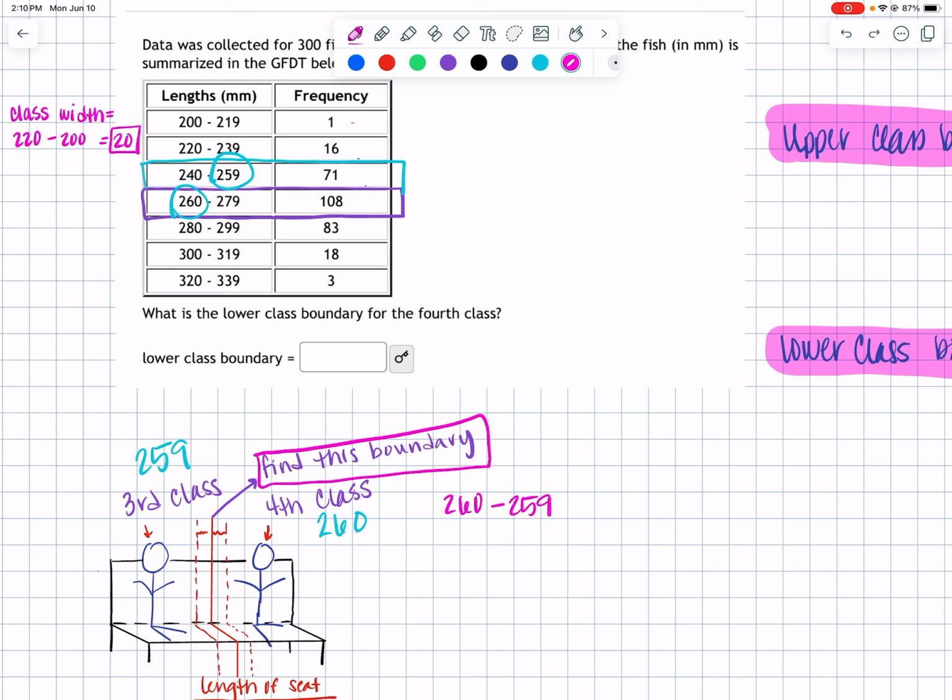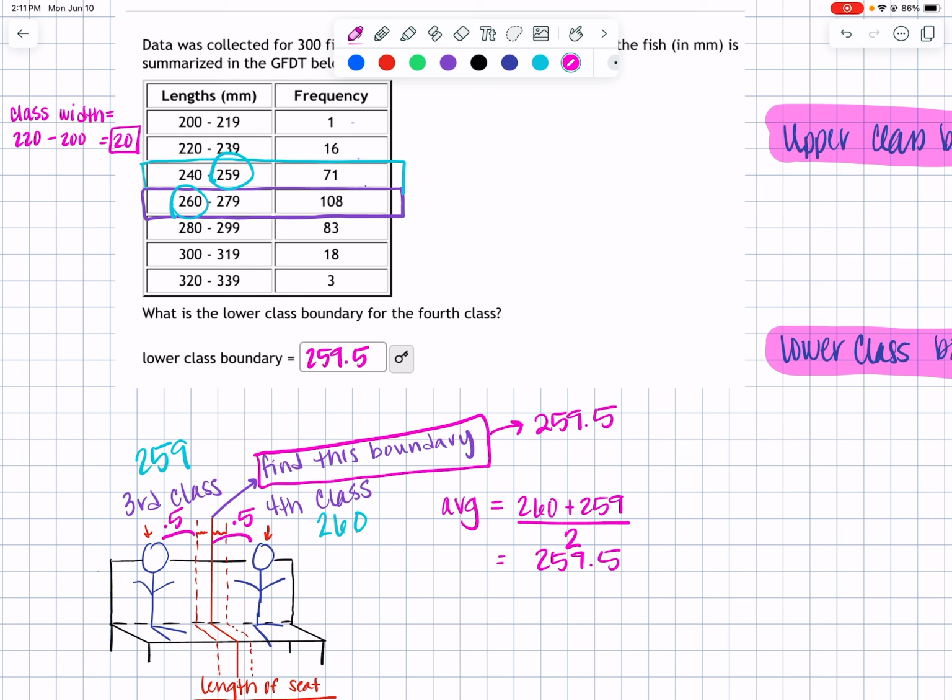Actually, I'm going to do that a little bit differently. It'll work that way, but I think it'll make more sense this way. I'm going to find the middle. I'm going to average them. When I average those, I get 259.5. That is where this line is. In that car, this person has a buffer of 0.5 and this person has a buffer of 0.5. Everybody's got 0.5 on either side of the line, so nobody fights. So the lower boundary for the 4th class is 259.5.